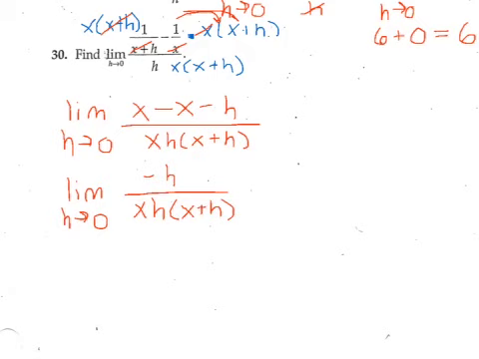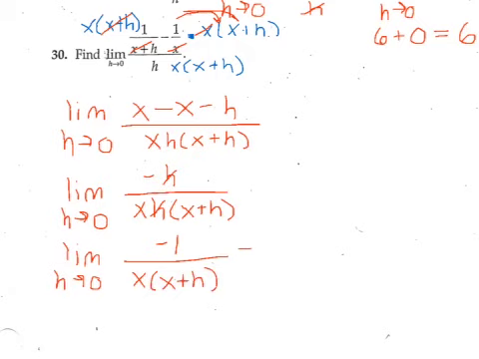And then our h's will cancel. So we're left with the limit as h approaches 0 of negative 1 over x times x plus h. So now we can take 0 and plug it in for h. So we have negative 1 over x times x plus 0, which is just negative 1 over x squared as our final answer.